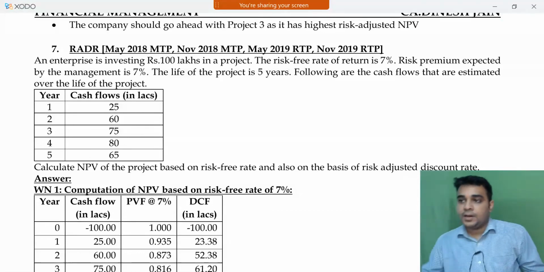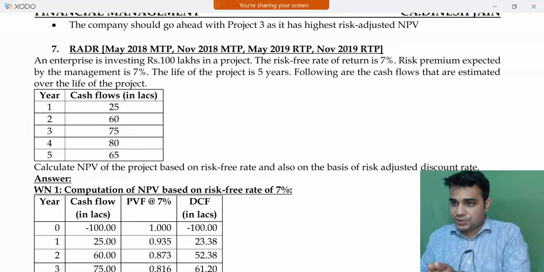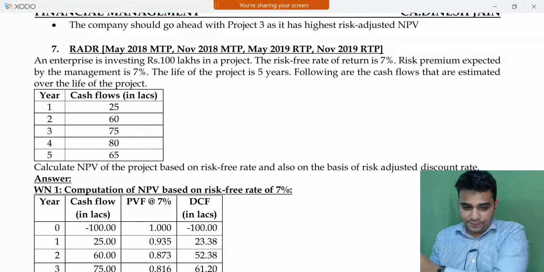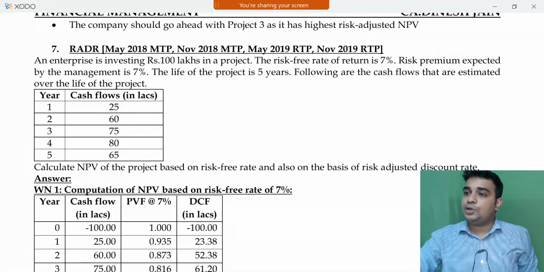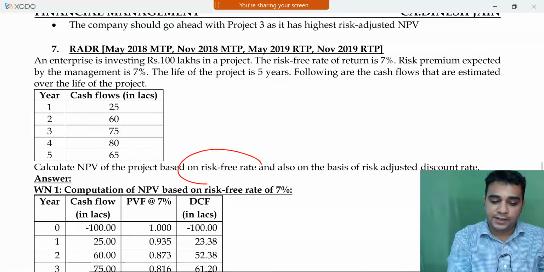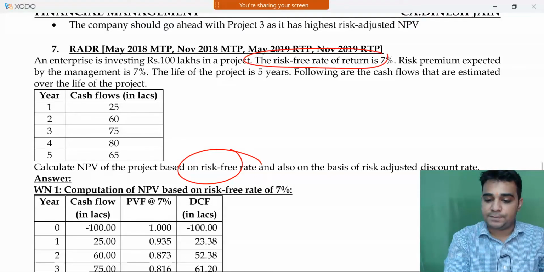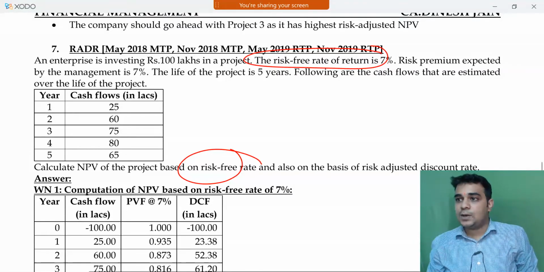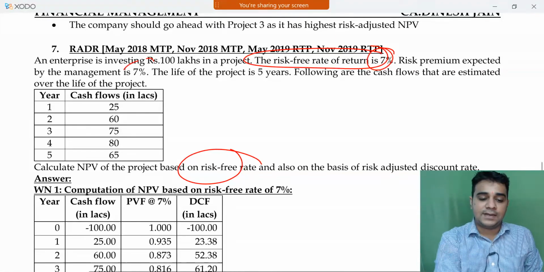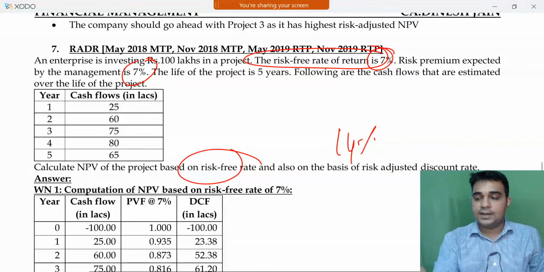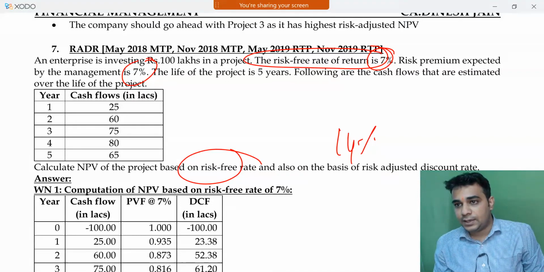Okay, I have year, cash flow, PVF, DCF. Year and cash flow are directly given in the question. They want you to calculate 2 NPVs. One is based on risk free rate. Risk free rate means discount at 7%. Based on RADR means 7 plus another 7, discount at 14%.